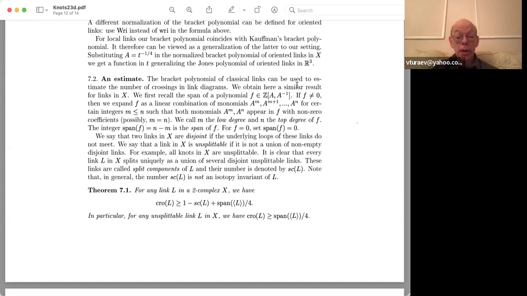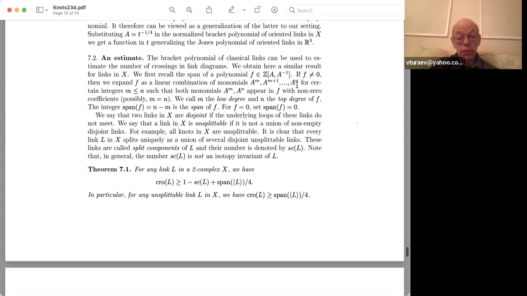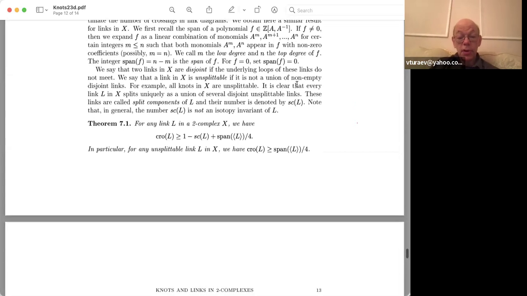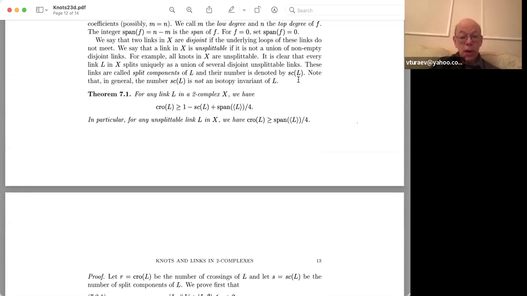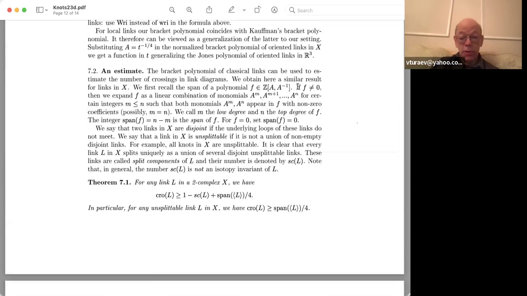A link is unsplittable if it is not a disjoint union, roughly speaking. So SC of L is roughly speaking the set of disjoint components. Disjoint means those that have no crossings. For example, for knots, it is just one. So this number is of no interest for knots, but we still have a non-trivial estimate of the number of self-crossings of a knot in terms of the span of the bracket polynomial. So some things extend, some things don't extend.